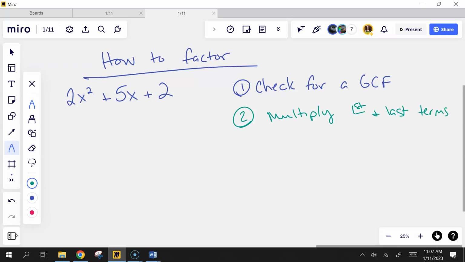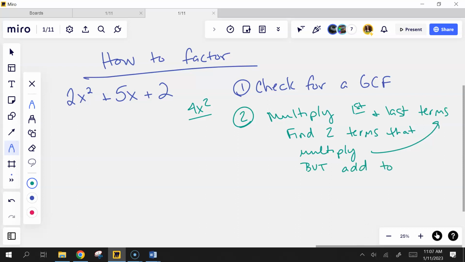Not just 4, but 4x squared. And here's the puzzle part. We have to find 2 things that multiply to this, but they add to the middle term. This is the hardest part. If you can find these 2 things, it's downhill from there. So think about this for just a minute.